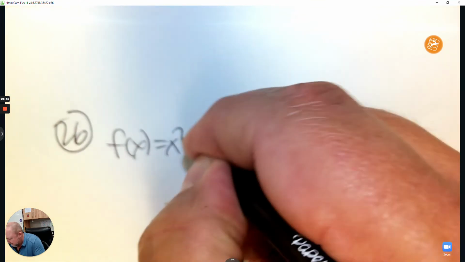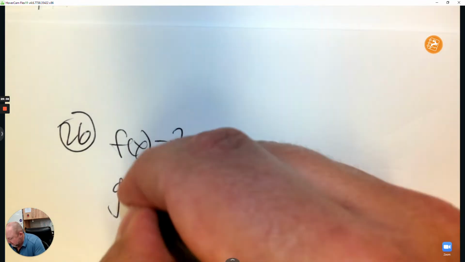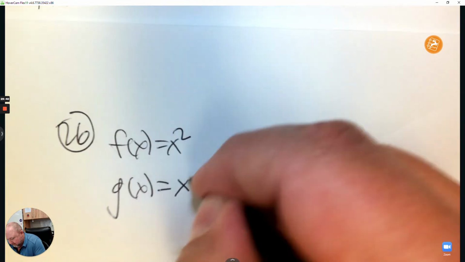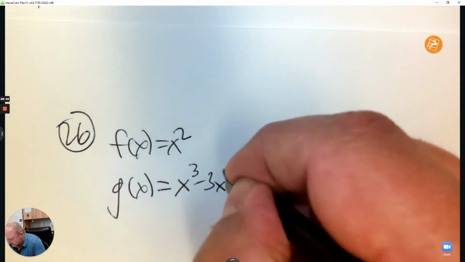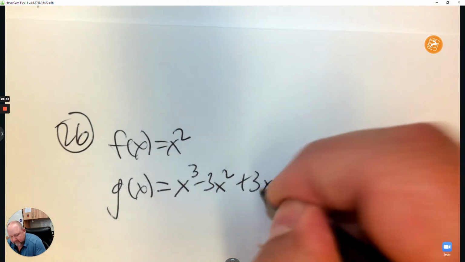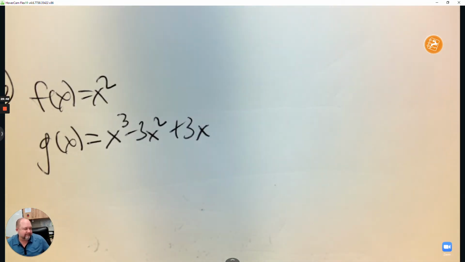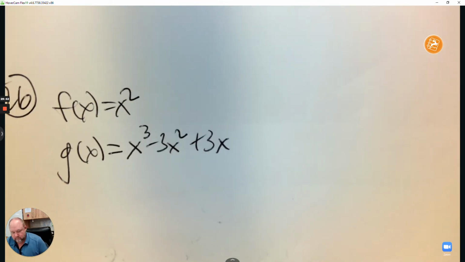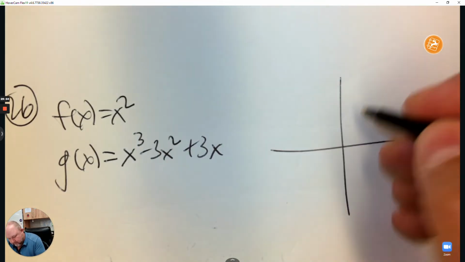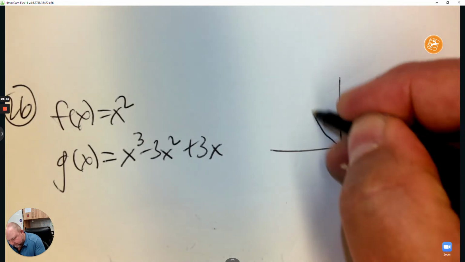26. Set up one or more integrals which can be used to find the area. Area is an integration question. We have f at x equals x squared, and we have g at x equaling, I'm going to rearrange it, x cubed minus 3x squared plus 3x. I'm going to try to do a little graph because that's going to be helpful. So we have x squared.